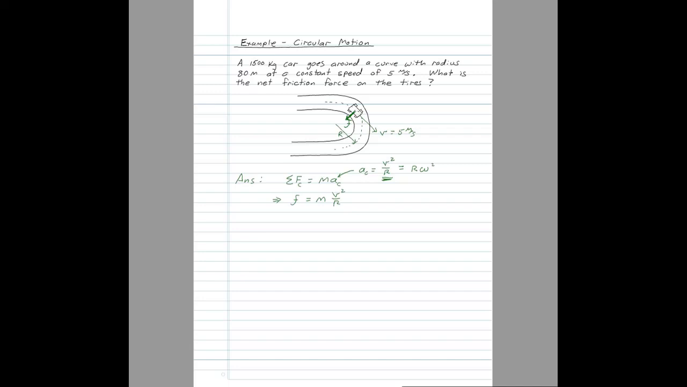And now at this point, it really is just plug and chug. We have f on the left side, that is our unknown. We have 1,500 kilograms. We have the speed squared, so that is 5 meters per second squared, and that's on the top. And then we have the radius down below, 80 meters. And my calculator tells me that that is 469 newtons. And that is all there is to that problem.